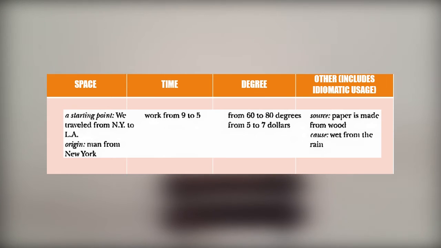From. We traveled from New York to LA. The object's starting point, man from New York. The origin, work from 9 to 5. From 60 to 80 degrees, the duration of time and temperature. Paper is made from wood, which is the source. The cause: wet from the rain.